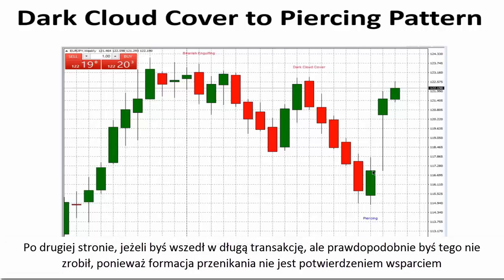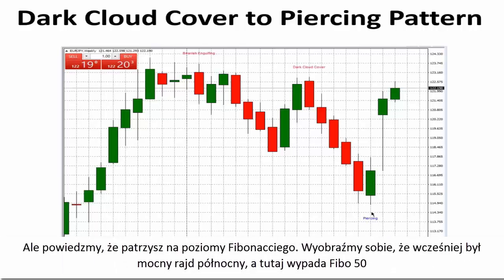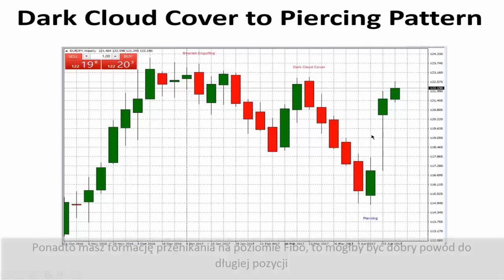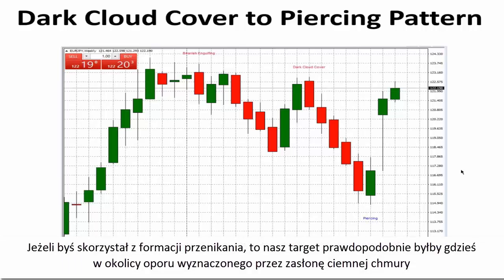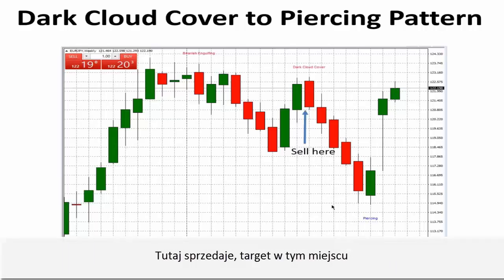On the flip side, if you bought here, I probably would not, because this piercing pattern is not confirming support. But let's say you look at Fibonacci retracements, and let's imagine we had a big rally and you have a 50, 38 or 61% or 62% retracement, and you have a piercing pattern confirming a retracement level. That might be a reason for you to buy because you like using Fibonacci. If you bought on the piercing pattern, my target would probably be anywhere around here, the high of the dark cloud cover. I might have taken profits a couple of sessions later. So you sell here and you could take profits there.